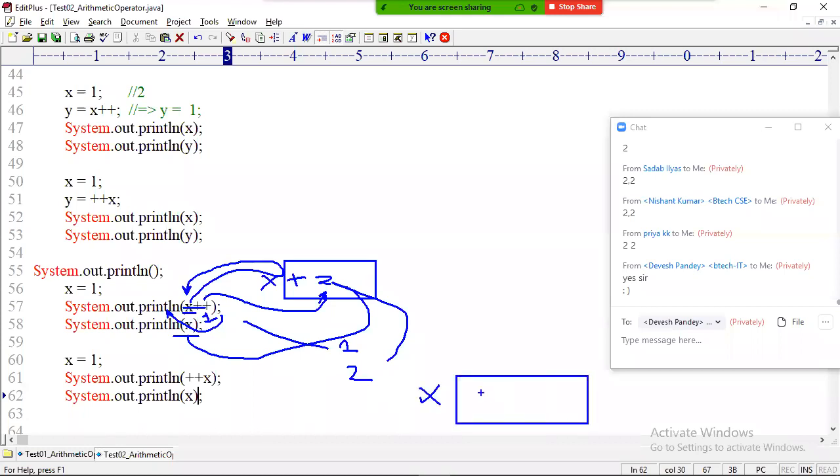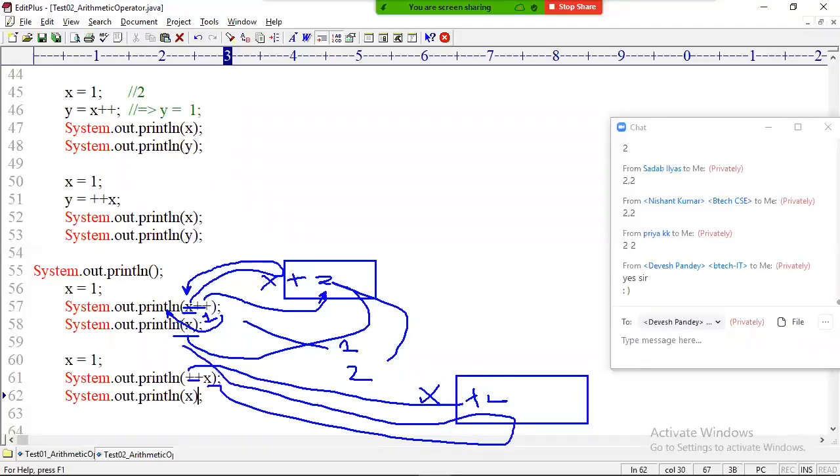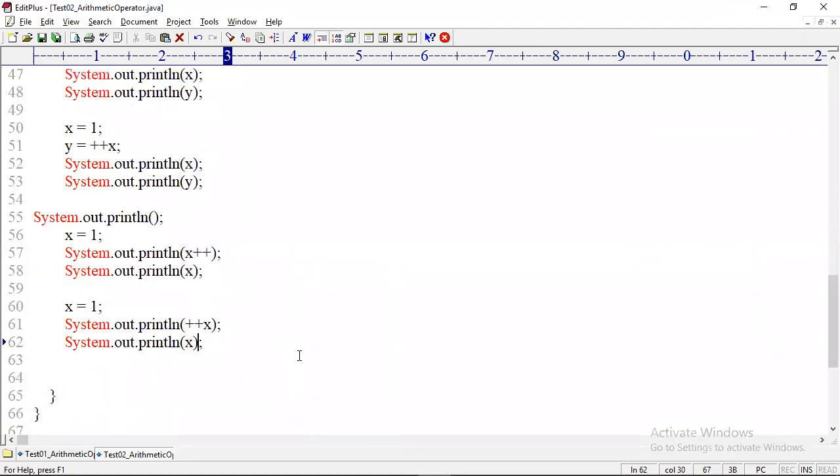Then again, x value is 1. First plus plus, increase the value by 1. Then read x value, 2, give to expression. So output is 2, and x value anyway is incremented to 2. Yeah, super.